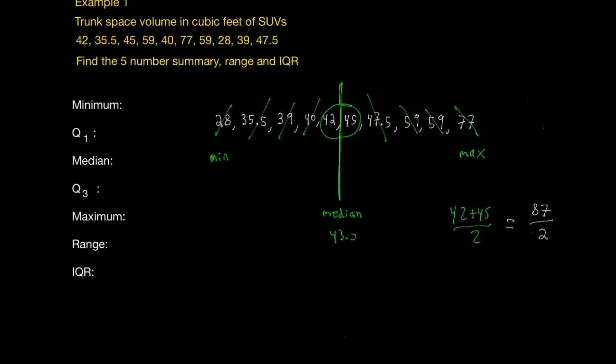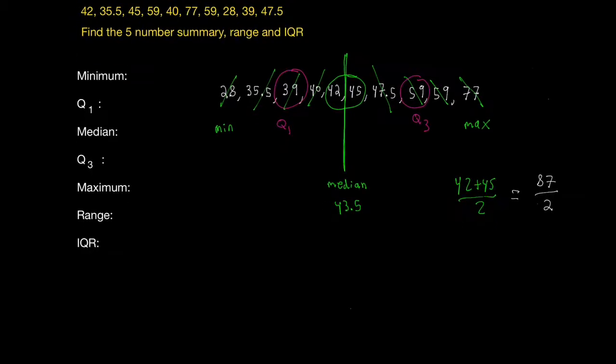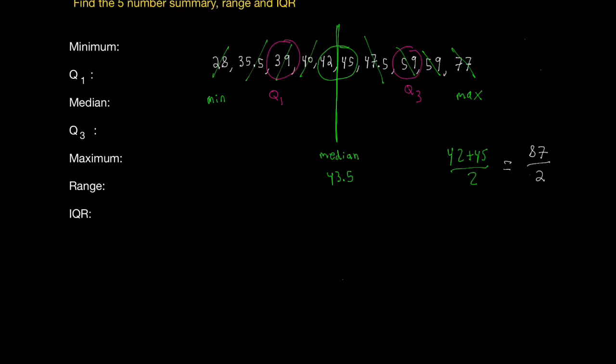Let's go ahead and find Q1. We're going to find Q1 by getting the median of the left hand side. And here I can tell that it's going to be 39. Right? These two values get cut off, and these two values get cut off as well. Here we can see that the Q3, the median of the upper half, is going to be 59. So I have Q1 and Q3. So we have our 5-number summary. Let's get the range.